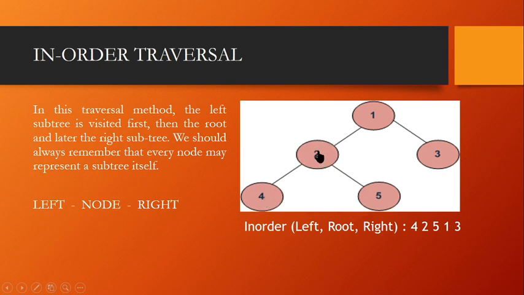So again, look for 2's leftmost node. That means I have 4. And check whether I have any other nodes. I don't have any other node. This is the last node. So this is going to be printed first. My leftmost node, I'm going to print in the output screen. You can see 4 is printed first.